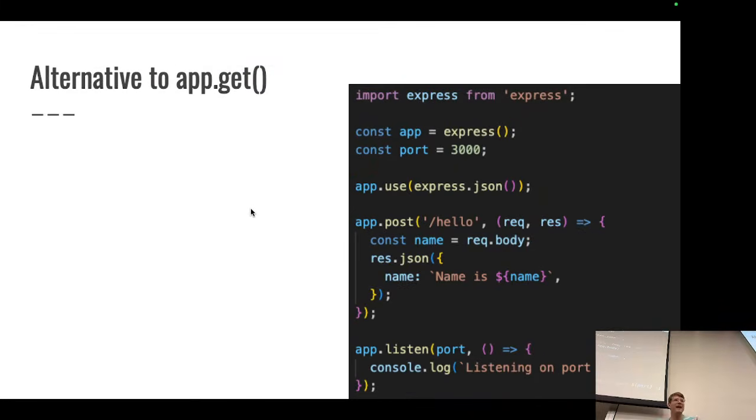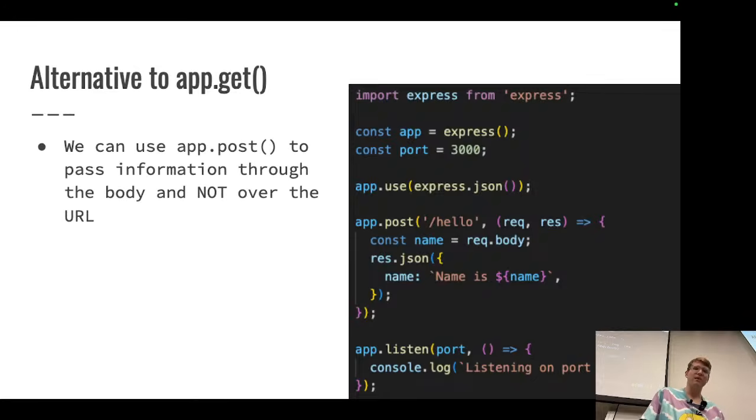Now, we've been doing app.get this entire time, but we can use app.post instead, which passes information not over the URL, but through a body instead. The reason we want to do this is because sometimes there's just too much information to pass in the URL, and passing all of the different parameters in via the URL isn't always practical. So we're going to use app.post instead to send it via the body.